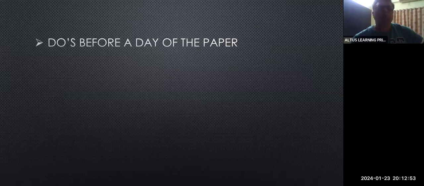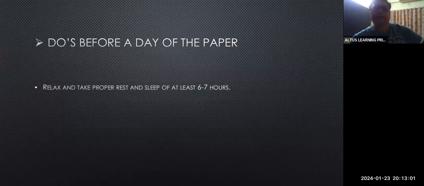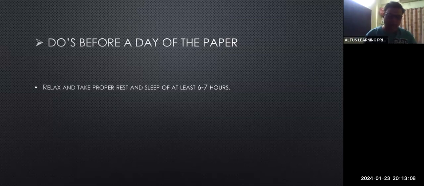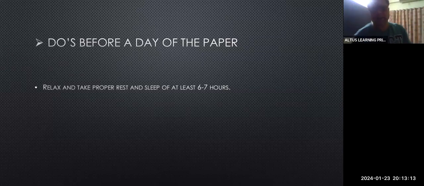Now, what we have to do and what we don't have to do on the day before the examination. Relax and take proper rest, and sleep at least 6 to 7 hours. Before the maths exam, that night, we should have 7 to 8 hours of sound sleep. We should go to bed at 10 o'clock only, and then wake up at 6 o'clock. If you have sound sleep, you will be able to answer questions properly.